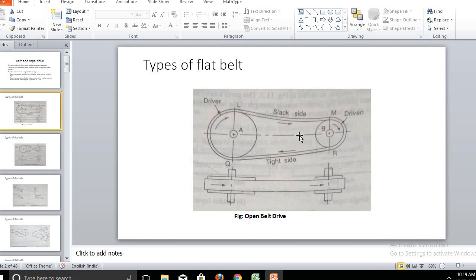These pulleys are joined to the shafts, and the two shafts with the pulleys are joined by means of a belt having some thickness t. The belt goes around the pulleys. In this open belt drive, the two shafts are parallel to each other and in one plane.